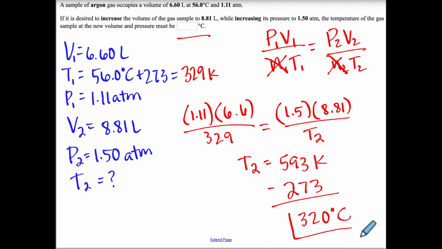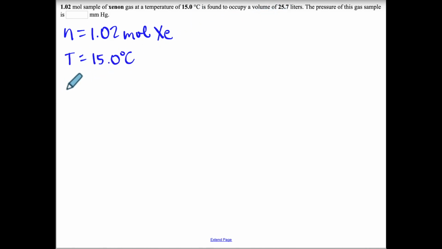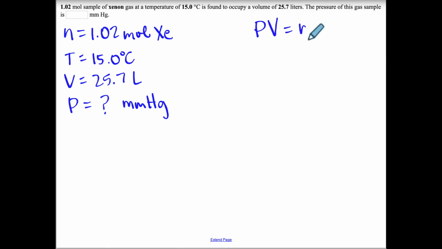All right, this problem says we have 1.02 moles, so we're going to say N equals 1.02 moles of xenon at a temperature of 15 degrees Celsius, and it's found to occupy a volume of 25.7 liters. The pressure is what we're looking for, and it wants that pressure in millimeters of mercury. So we don't have any duplicates here, so we're going to use the ideal gas law, PV equals nRT.